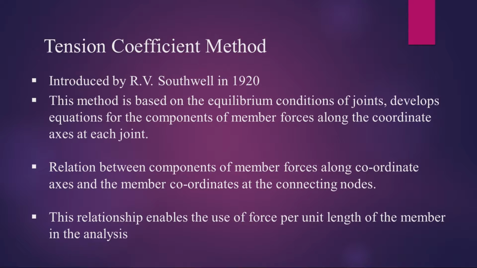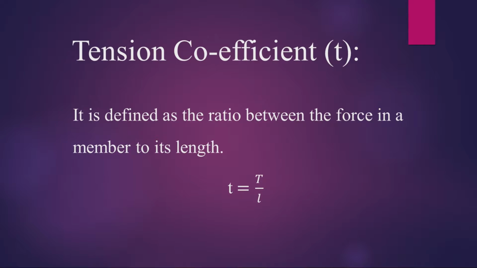He developed a relation between components of member forces along coordinate axis and the member coordinates at the connecting nodes. This relationship enables the use of force per unit length of the member in the analysis. Tension coefficient is the term which is given for the ratio between the force in the member to its length. Small t denotes tension coefficient, capital T is the pull or push, the force in the member, and L denotes the length of each member.